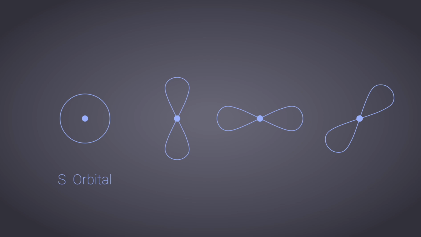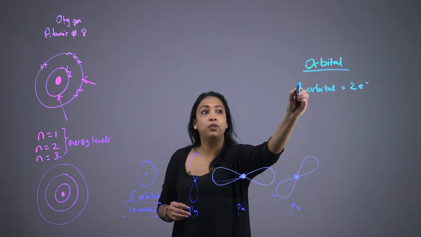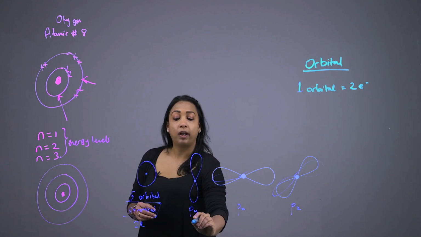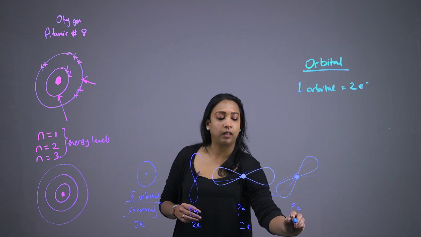Okay, we have 3 types of p orbitals. We have the py, the px, and the pz. So x, y, and z represent the 3 planes that exist in 3D space. So remember, each orbital can hold 2 electrons. So an s orbital holds 2, a py orbital holds 2, as well as px and pz.